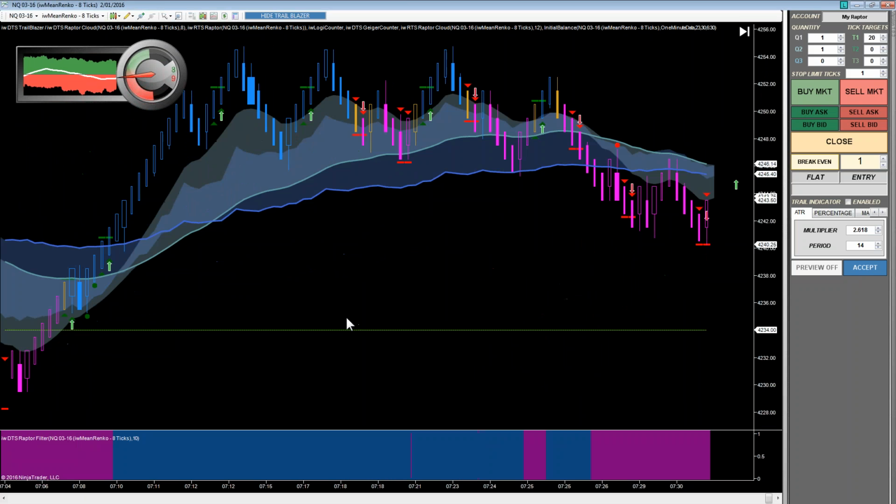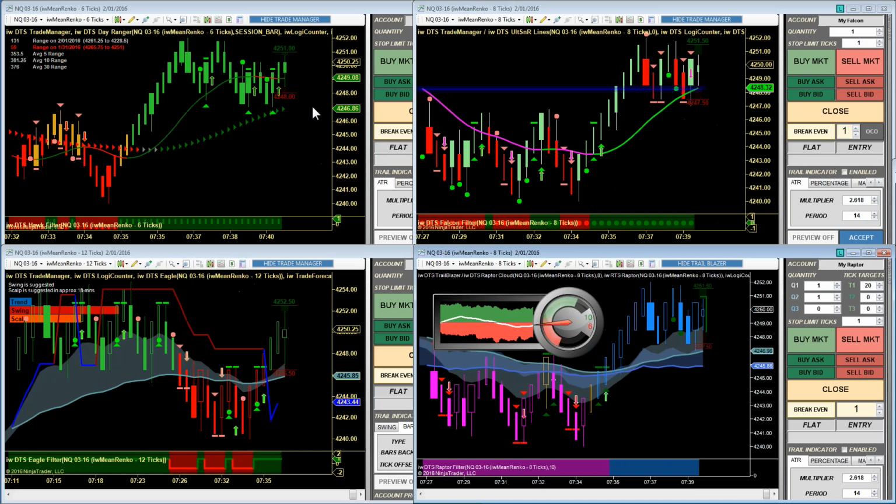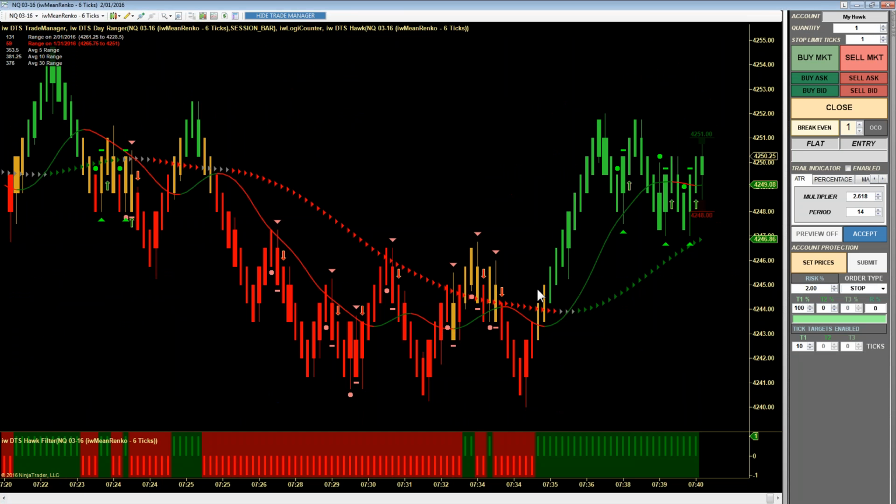But when the market's going sideways, the market's going sideways. There's not much you can do. In fact, when the market's going sideways, the tool that's going to serve you best is probably the hawk, because the signals are shorter term.